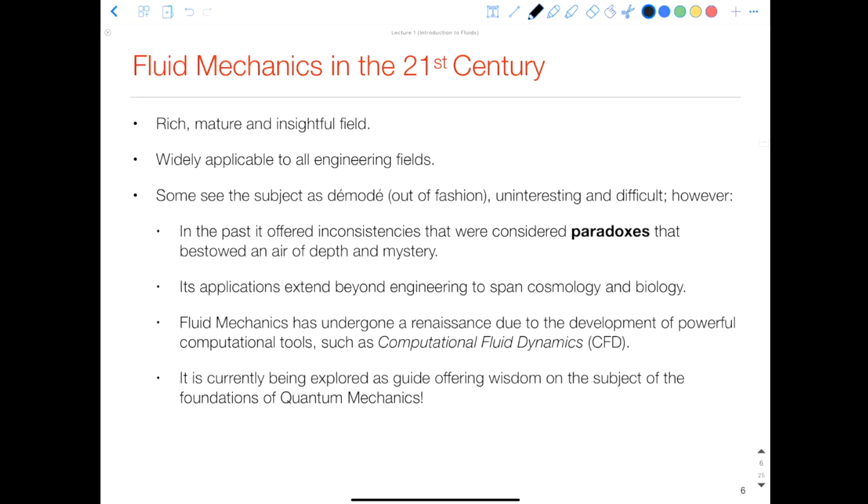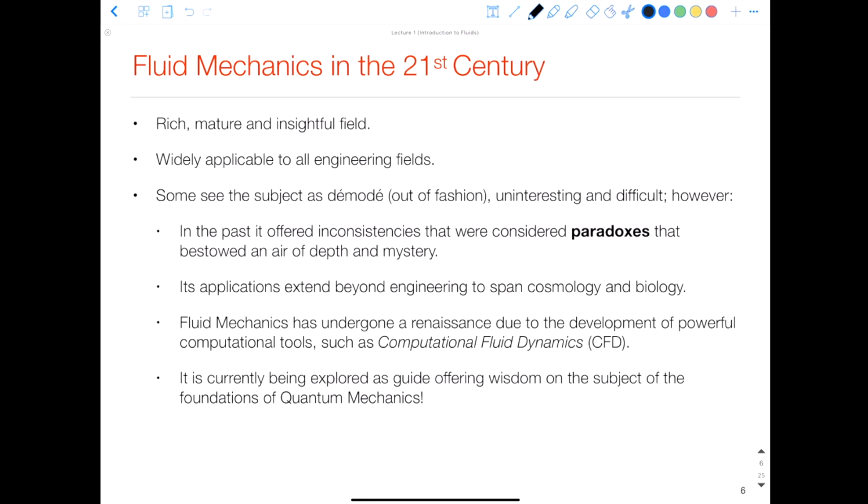So fluid mechanics in the 21st century has come a long way from when it was first introduced or studied or even thought of. It's used in a wide variety of applications, and it is sometimes thought of as out of fashion or old school or not as interesting as other fields. Maybe quantum mechanics or computing is now much more interesting, but fluid mechanics is still right at the forefront of a lot of engineering design problems.